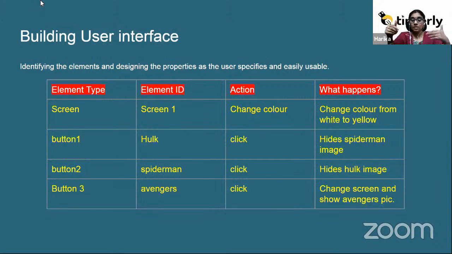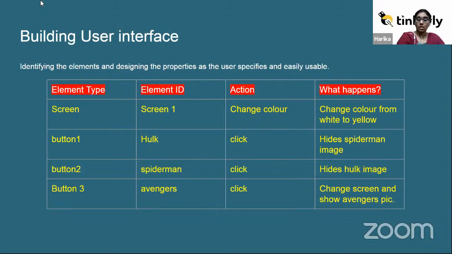So what are these buttons? Buttons are clickable actions. If I click on a button, it will change something. What happens if I click on button 1, whose name is Hulk? It hides the Spider-Man image. If I click on Spider-Man's button, the Hulk image hides. If I click on the third, Avengers button, the screen changes to the Avengers screen.